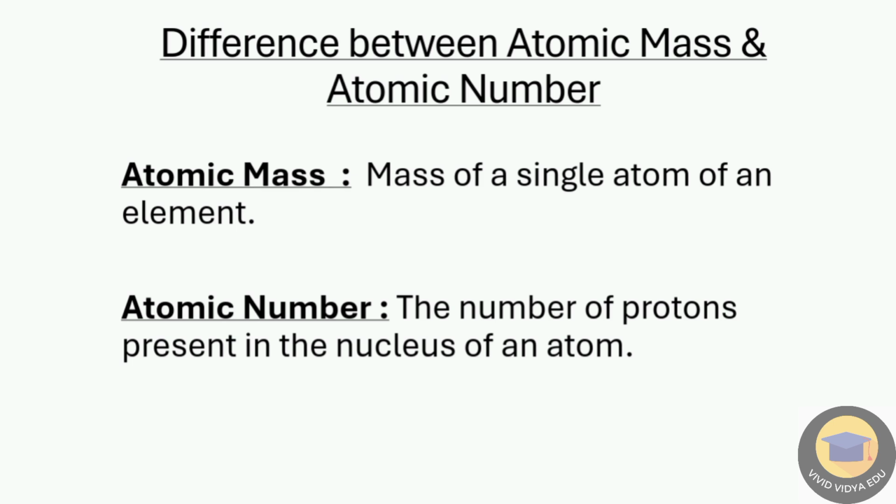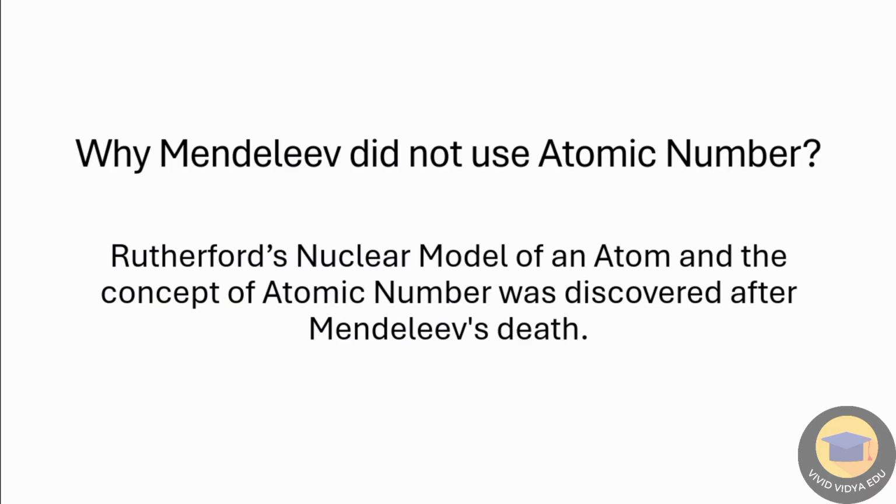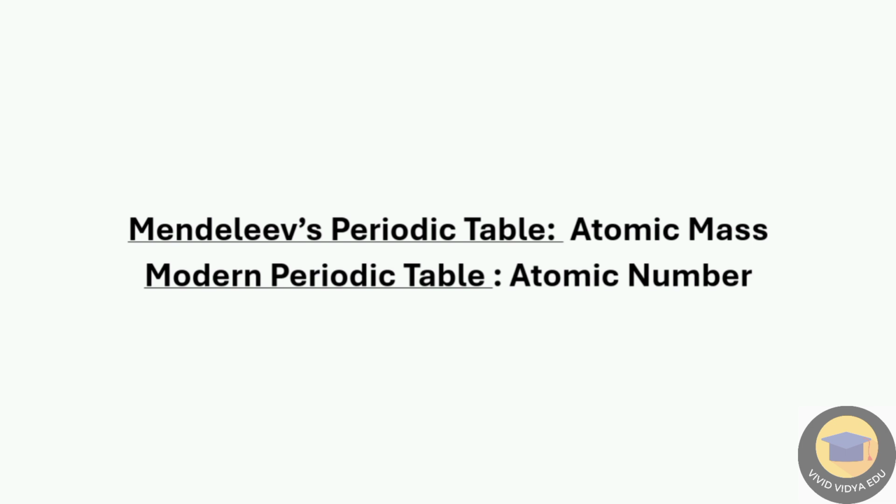So you may be wondering, why didn't Mendeleev use the atomic number? Why was he using atomic mass? The reason is obviously that Rutherford's nuclear model of an atom and the concept of atomic number were discovered after Mendeleev's death. So Mendeleev's table was based on atomic mass, but the modern periodic table is based on atomic number.